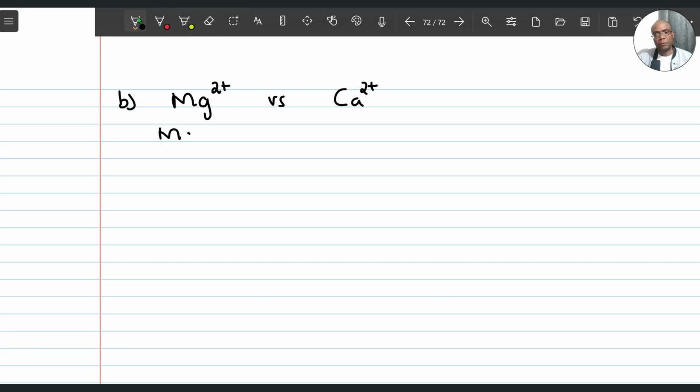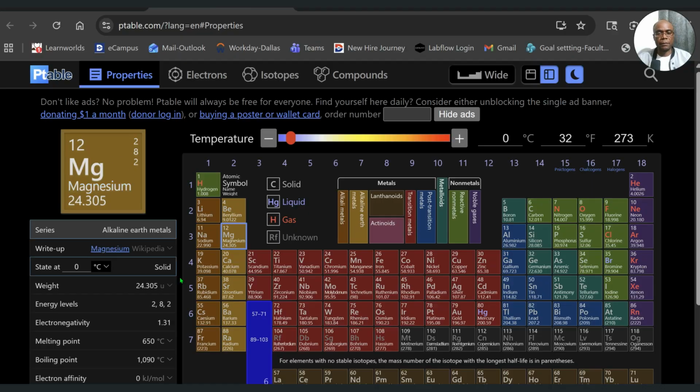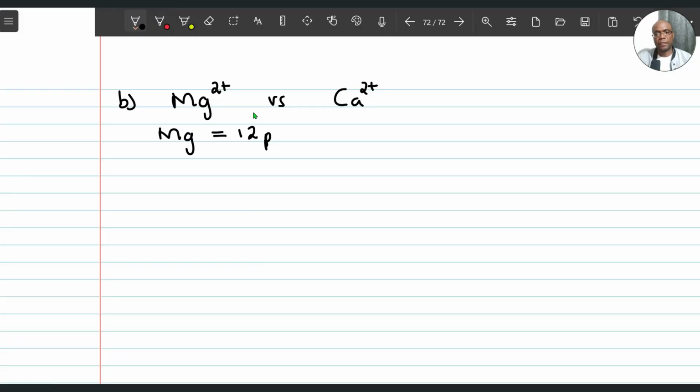Now, first things first, magnesium has atomic number of 12, I believe. Let's confirm. Yeah, magnesium has atomic number 12. So magnesium has 12 protons, meaning it's going to have 12 electrons. We know also that magnesium is on the left, so it's a metal. It has to react by losing. So magnesium in main group 2 has to lose 2 electrons to give you magnesium 2+ cation.